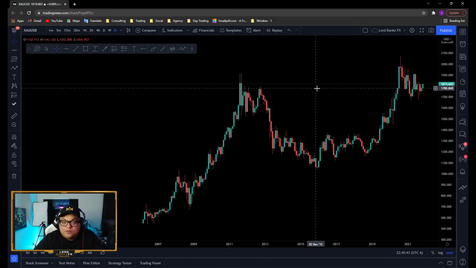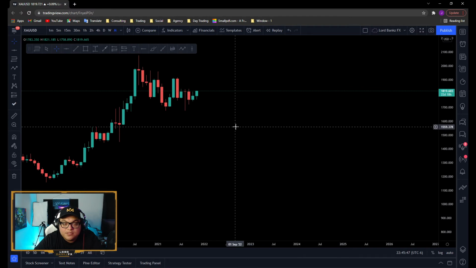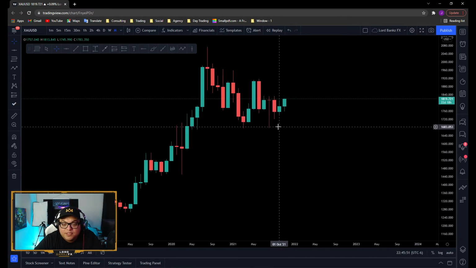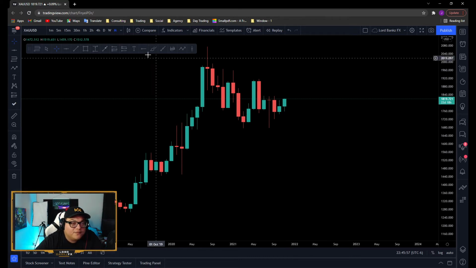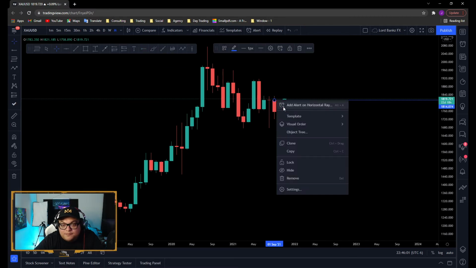Let's look at gold on the monthly. We'll do the same thing here. And as you can see, last month it's already breaking the highs. So the high last month was 1813.845.